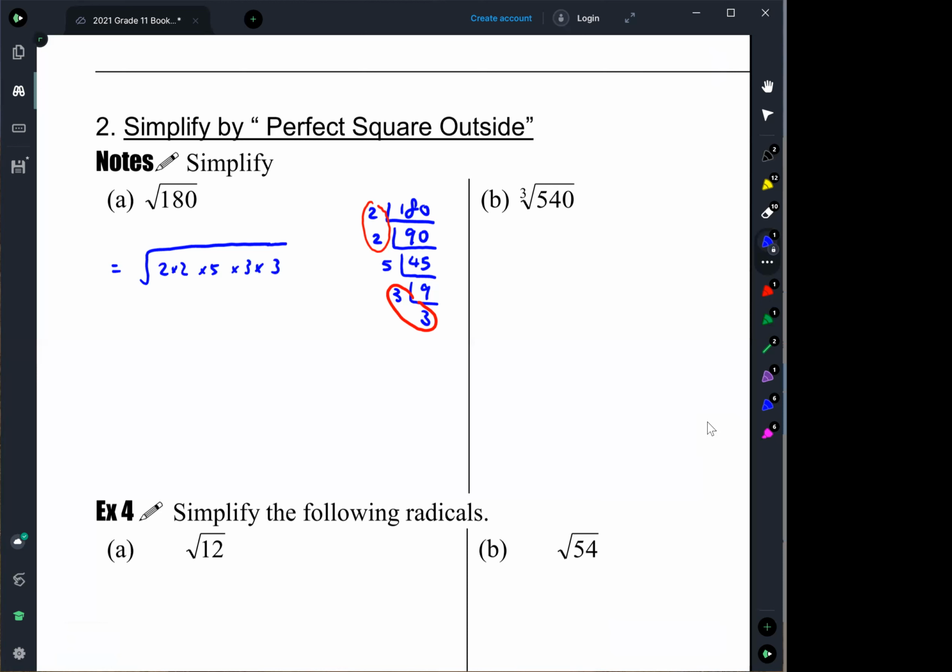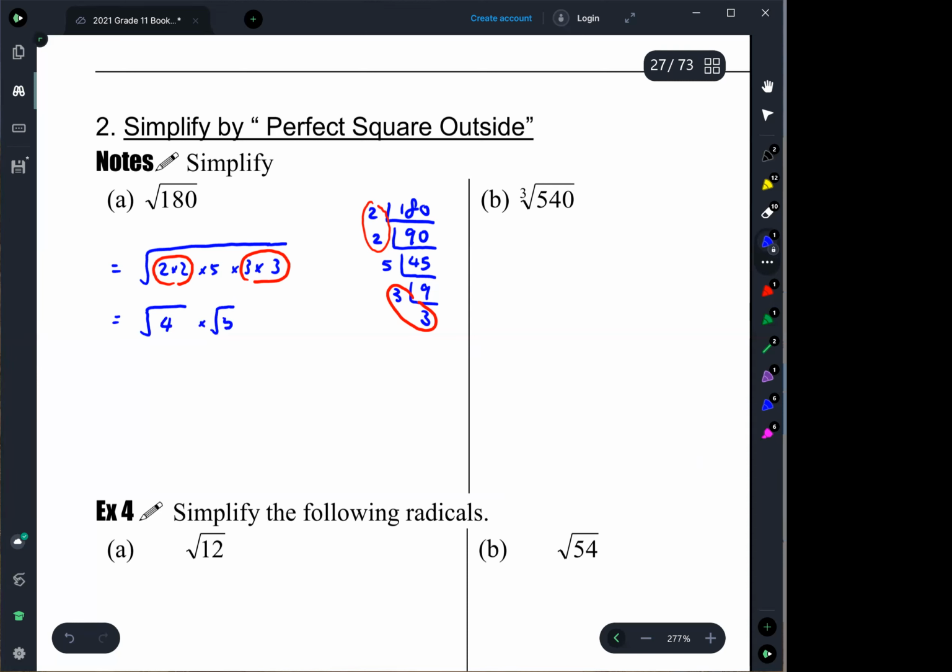If it's multiplying, we can split the radicals. If you look here, this is a perfect square, so I'm going to group them together. This is another perfect square, I'll group them. So I'm going to split it into 3 radicals. 2 times 2 is the 4. The 5 is alone, by itself. And then 3 times 3 is a 9. Any questions so far? The 2 and 2 make the 4, 3 times 3 makes the 9. The 5 is alone, so it stays by itself.